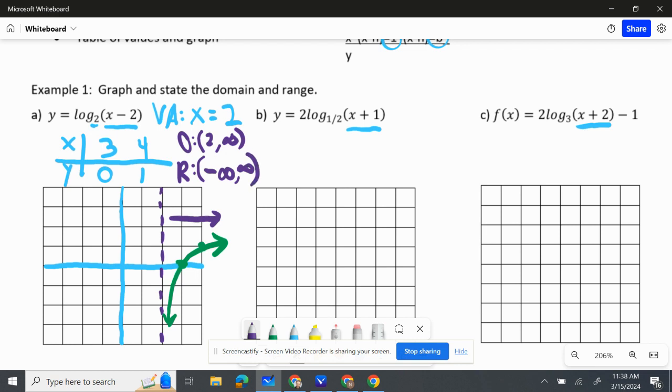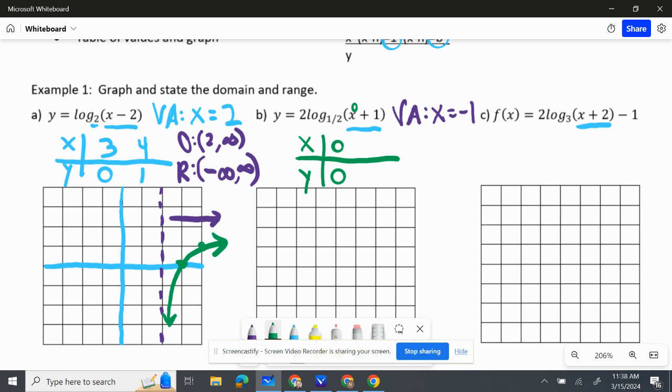So looking at our second one, our vertical asymptote is what gives us 0 inside the parenthesis. And so in this case, it's negative 1. Then we're going to come up with the table of values. And our first number is always 1. So in this case, if we plug in a 0, 0 plus 1 is 1. And we know the log of 1 is 0. Times 2 is still 0.